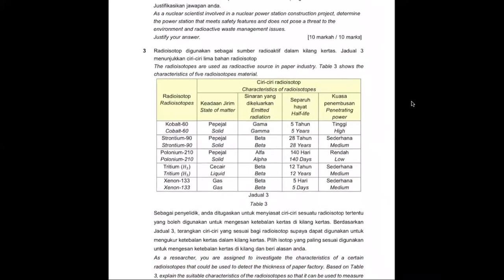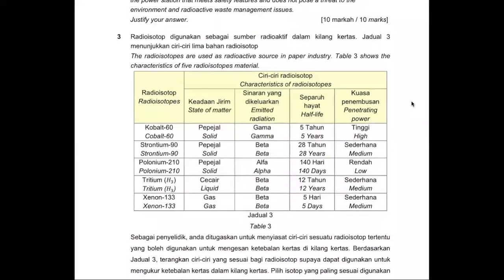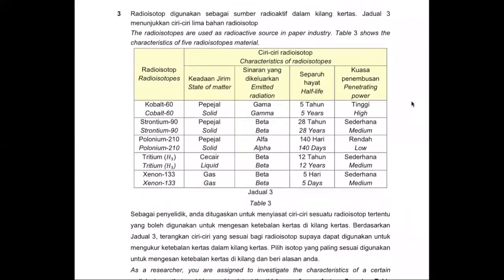The radioisotopes are used as radioactive source in paper industry. Okay, take note. This one is involving paper industry. So paper industry, it will involve measuring the thickness of the paper. And then table 3 shows the characteristics of 5 radioisotopes material. So again, there are 4 characteristics given. So you have state of matter, emitted radiation, half-life, and also the penetrating power.